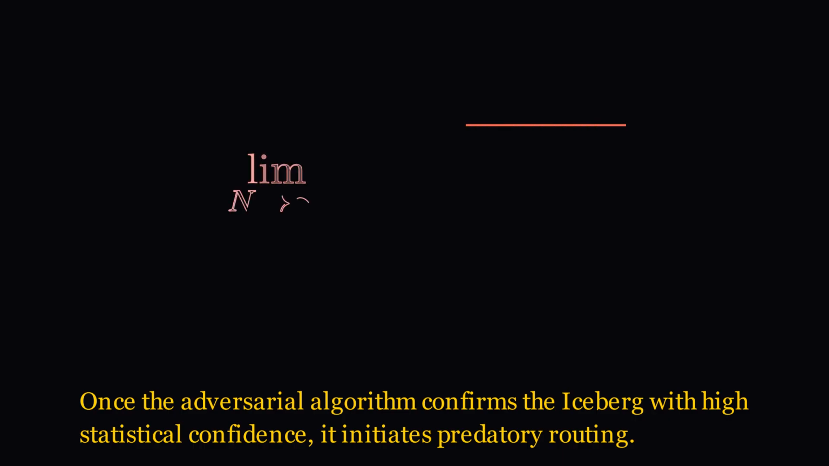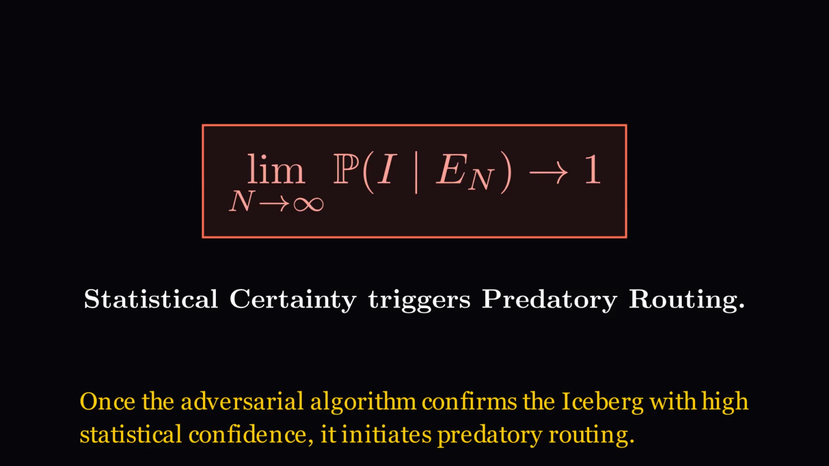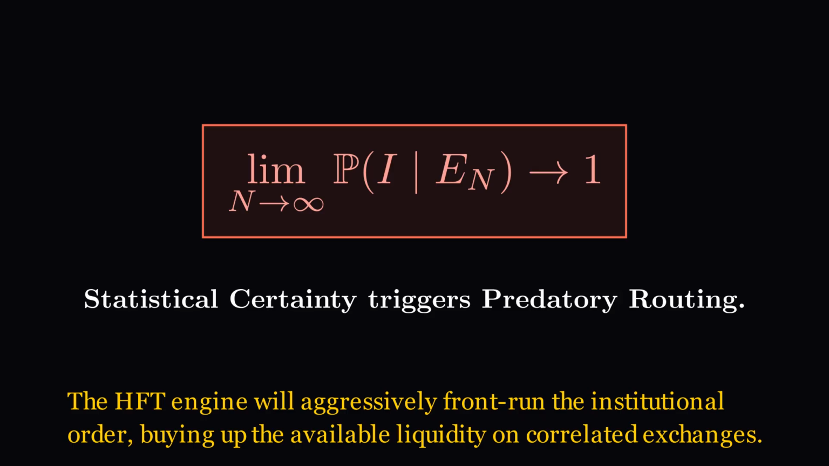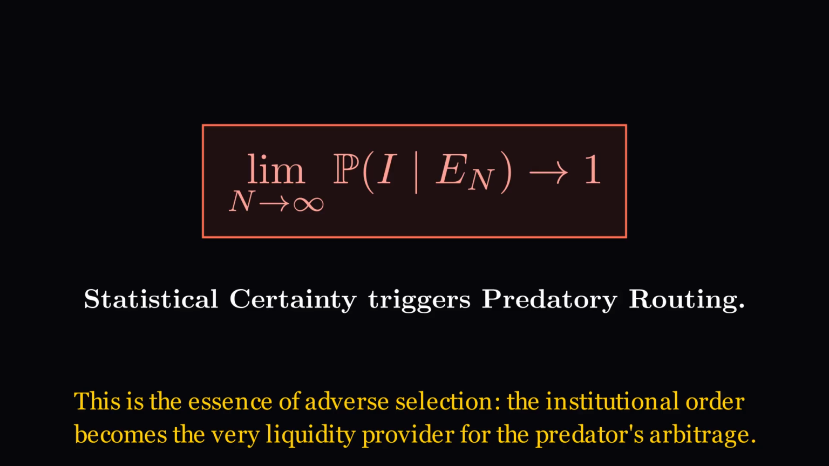Once the adversarial algorithm confirms the iceberg with high statistical confidence, it initiates predatory routing. The HFT engine will aggressively front-run the institutional order, buying up the available liquidity on correlated exchanges. It then immediately turns around and sells that exact liquidity back to the institutional iceberg at an artificially inflated price. This is the essence of adverse selection. The institutional order becomes the very liquidity provider for the predator's arbitrage.